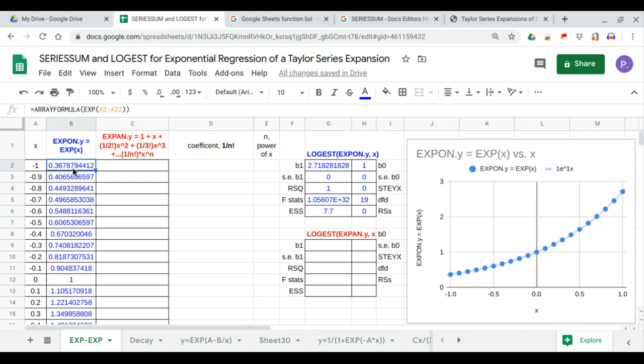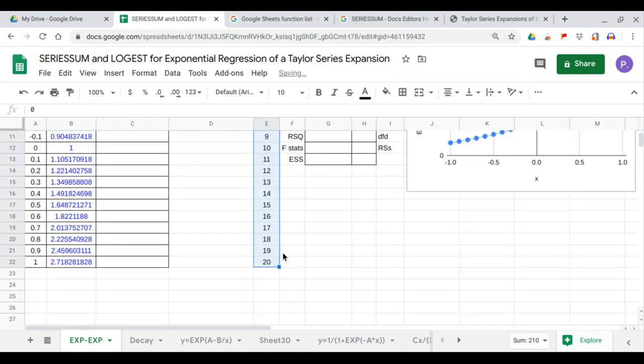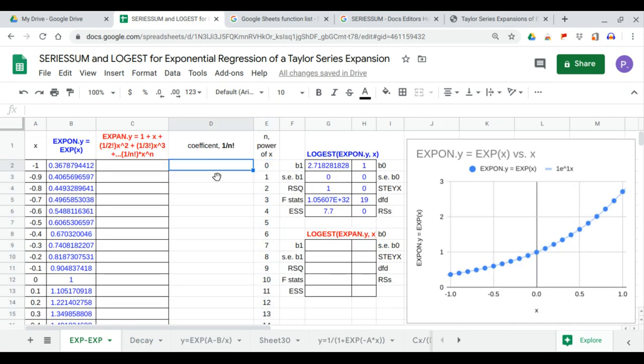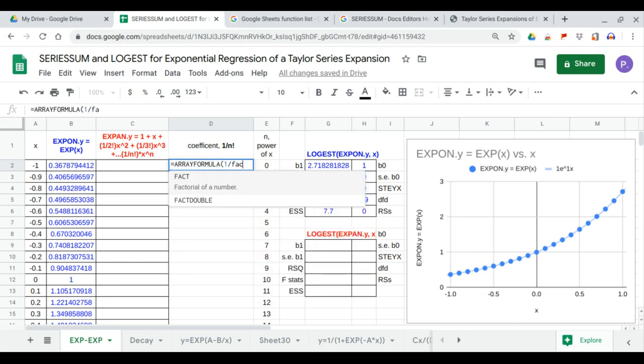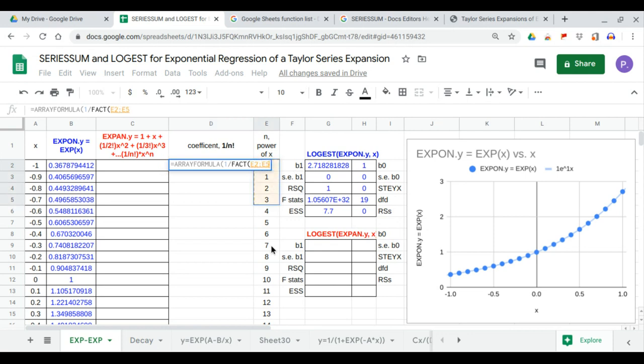We have done with the exponential function, now the expansion of that function, which is 1 plus x plus 1 over 2 factorial times x squared plus 1 over 3 factorial times x cubed, up to 1 over n factorial times x to the power n. So the power of n will start from 0 and increase infinitely, but for now we go to the 20th term. 1 over n factorial will be our formula, 1 over factorial of the n values.